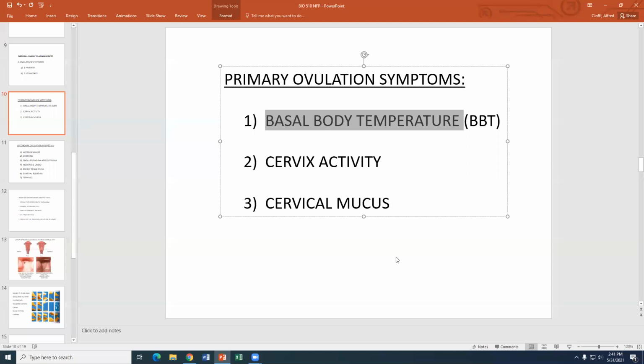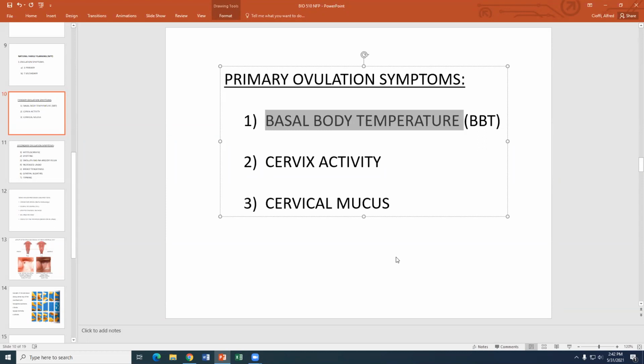Fahrenheit. But now there are thermometers that are accurate enough to measure that. They go down even to centesimal, all right? So there are digital thermometers today that measure the BBT quite accurately, even down to a centesimal. So certainly 0.5 to 1 degree of difference can be measured. And there is that little spike during ovulation, just before ovulation.